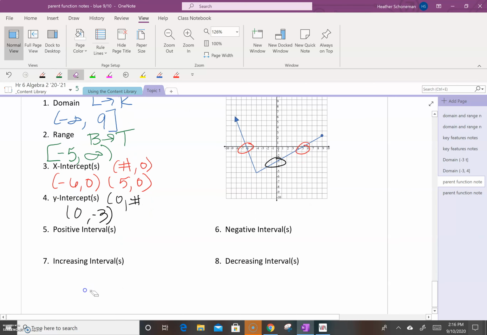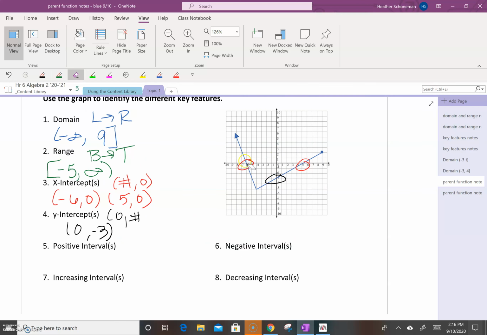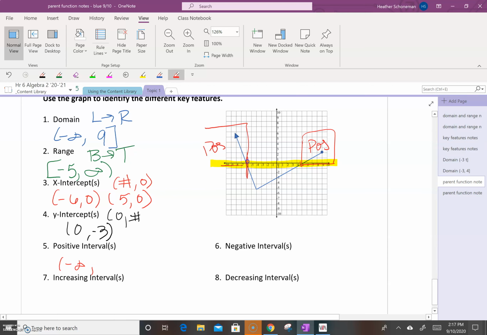Okay. Positive and negative. You're going to cut the graph in half. Anything that is above from here on is positive, and from here on is positive. There's two sections that are above, so you're going to have two intervals. One of the intervals, the left one, goes from negative infinity all the way, read it off the x, to negative 6. This one over here starts at 5 and goes to 9.